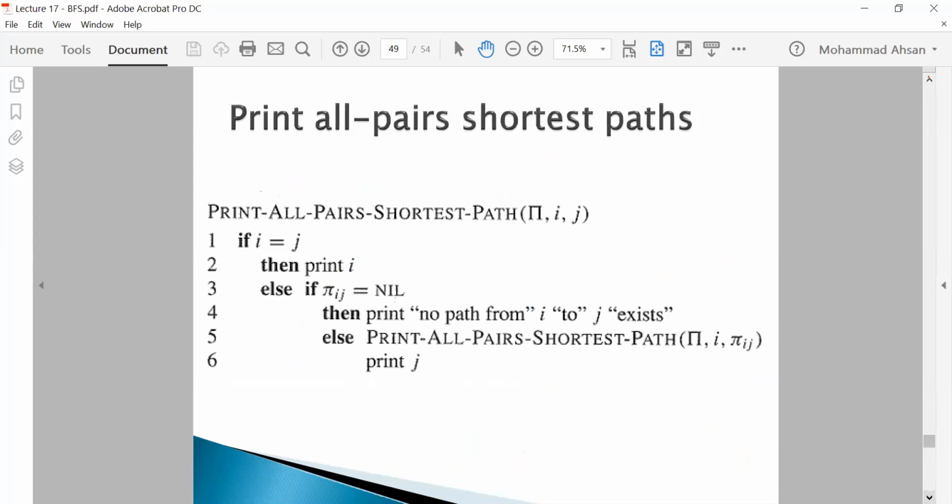Okay, this is what will print your shortest path. If you see what it does, if it is nil, there is no path. Else it calls itself recursively. If you're looking for a path from i to j, that is equivalent to finding the path from i to pi of ij, the parent of whichever j we pick from the pi matrix. So you are calling that recursively.